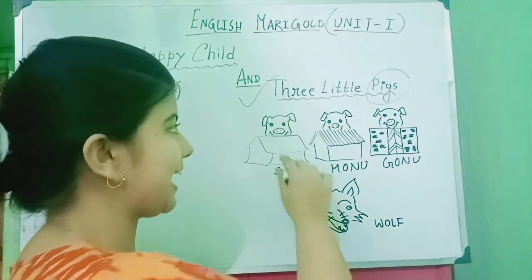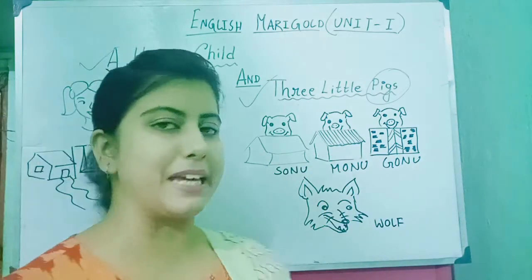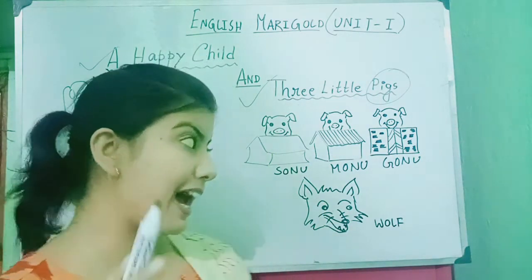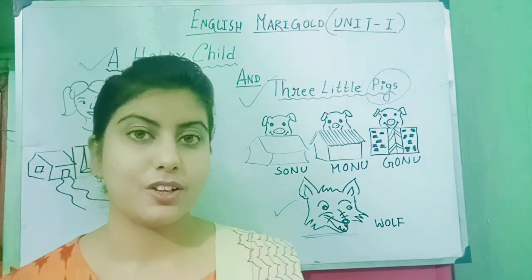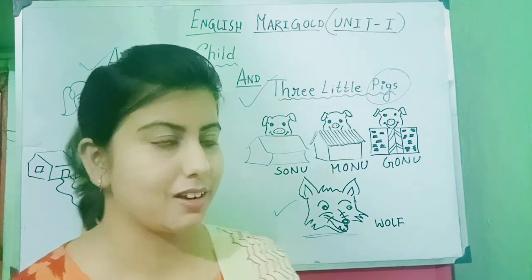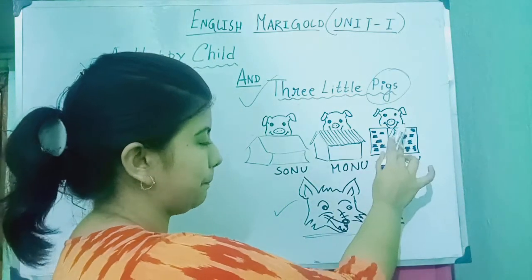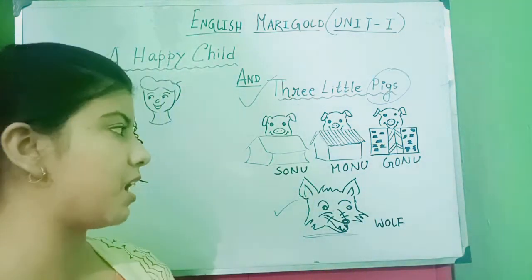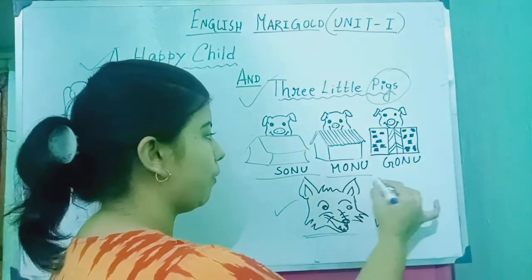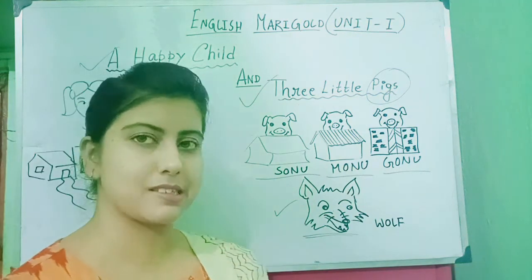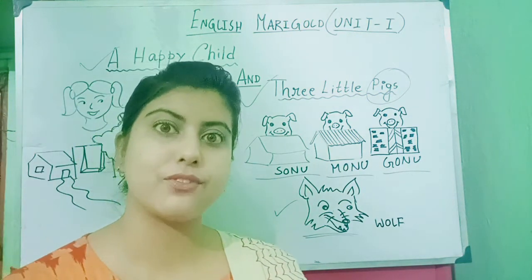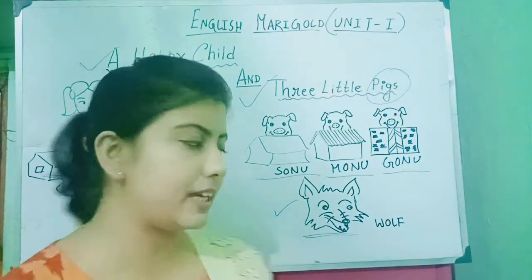You can see that I have drawn three pigs, and I have also drawn a picture of a wolf. So the main characters are three pigs, and their names are Sonu, Monu and Gonu. These are the three pigs, and we also have another character, that is a wolf.